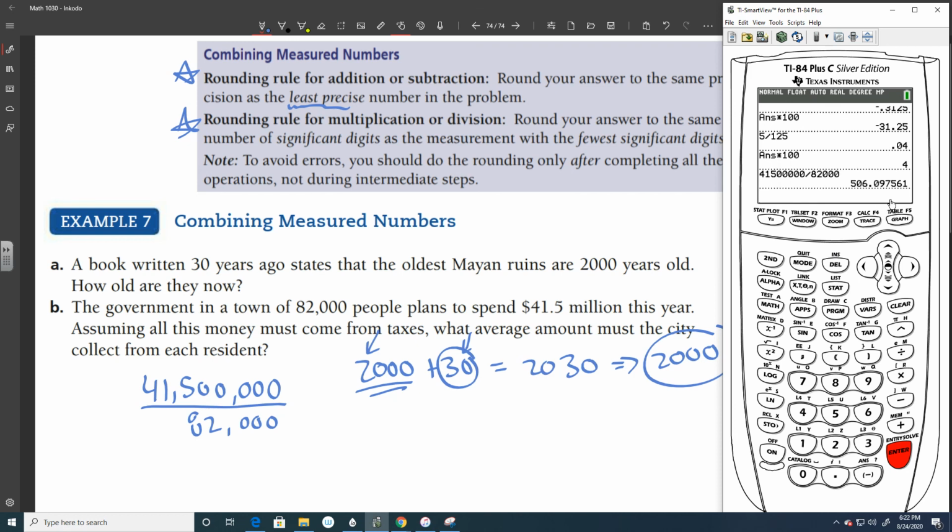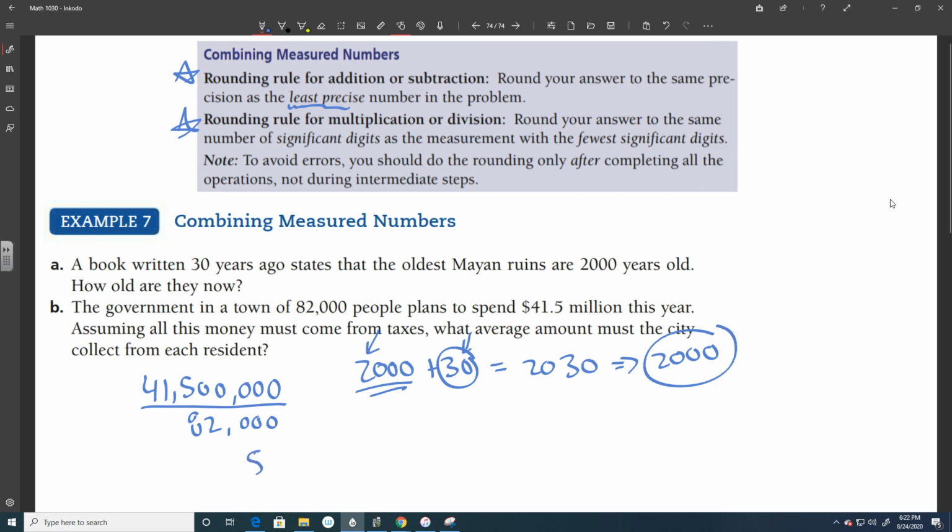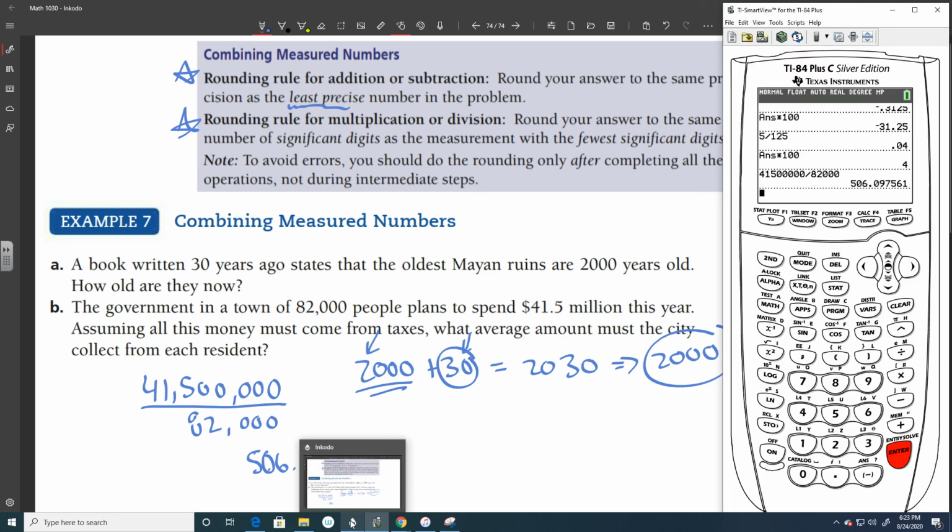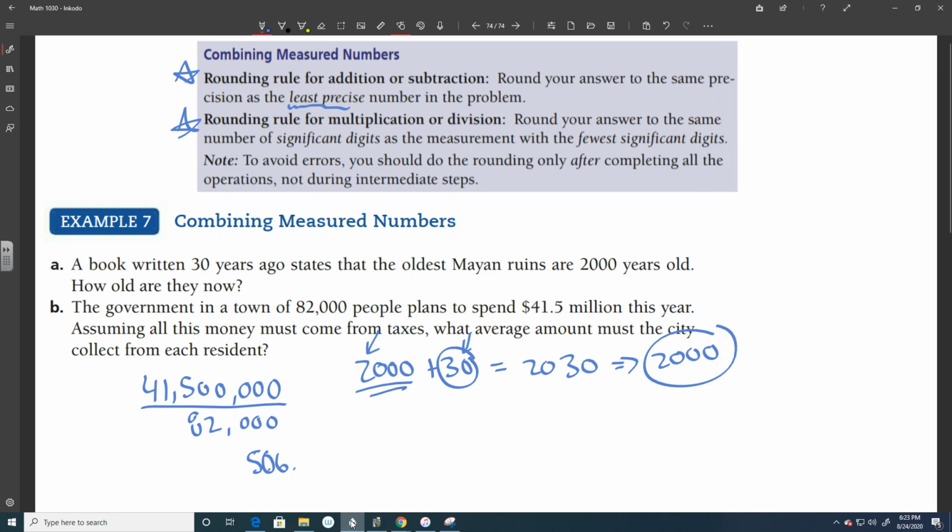That means 506.097. So 506 point, now I can't remember, 0.097. 506.097 per person. So that's how much each person's going to have to pay.